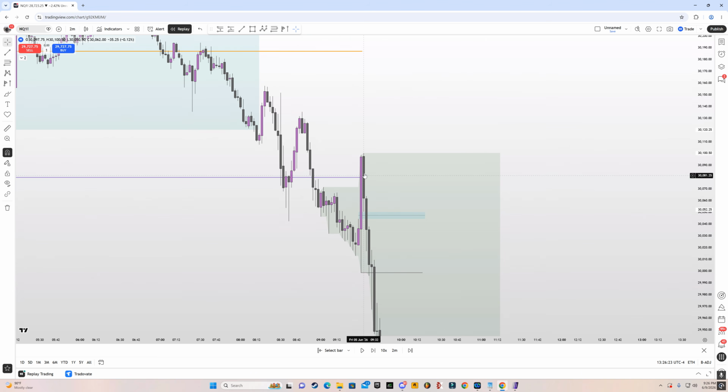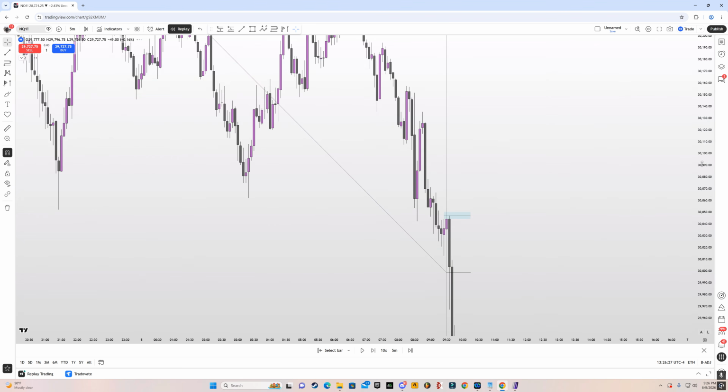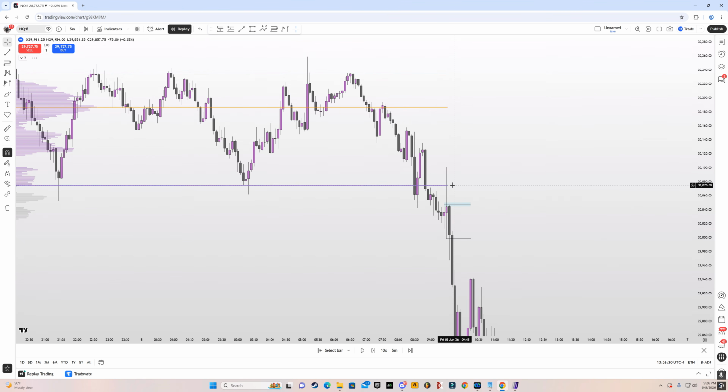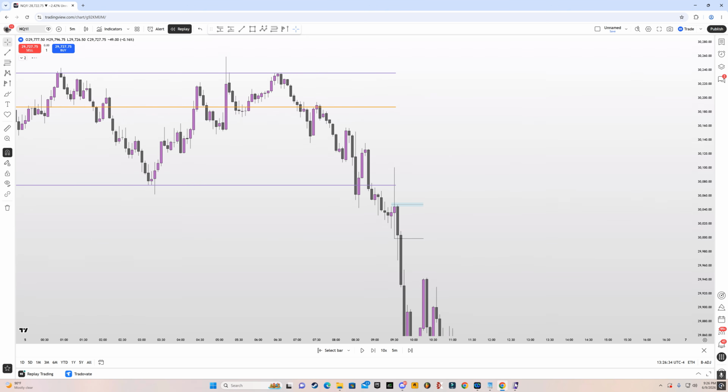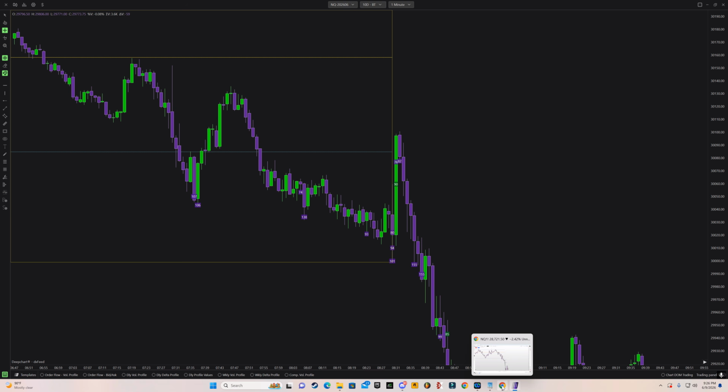So notice what happened here. We go up, retest this level. On the 5-minute time frame, you can see we didn't close above it. So that is not a failed auction setup. It's just on the lower time frame, right? And that's where the power of order flow comes in. I'm going to show you how.